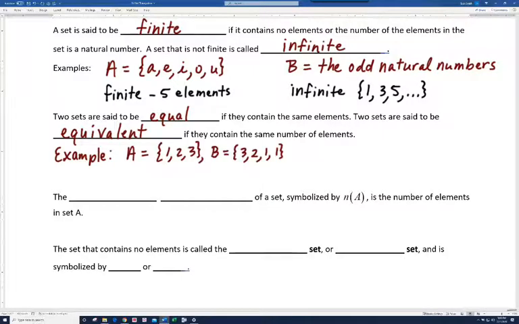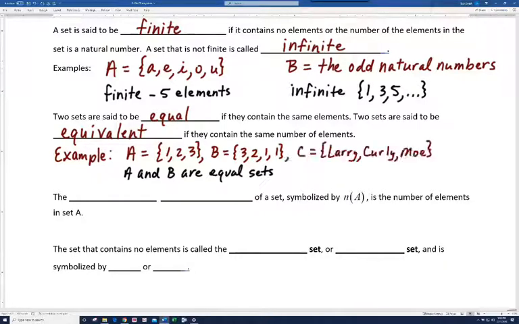So an example, if I have the set with 1, 2, and 3, that would be my set A, and B has 3, 2, 1, and 1, well, aren't those the same elements? A and B just have 1, 2, and 3. It doesn't matter that the order in B is different. It doesn't matter that I wrote the 1 twice. It's still the same set of numbers, 1, 2, and 3. And so we would say A and B are equal sets. They contain the same elements.